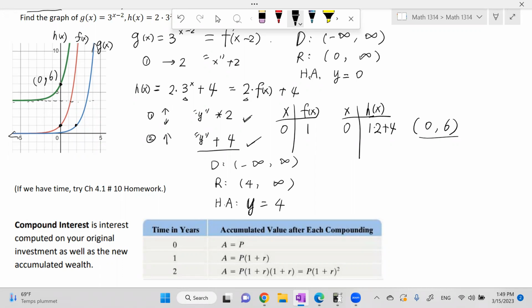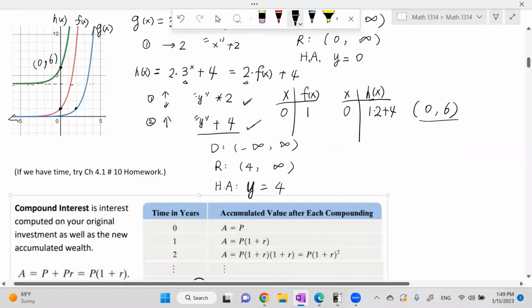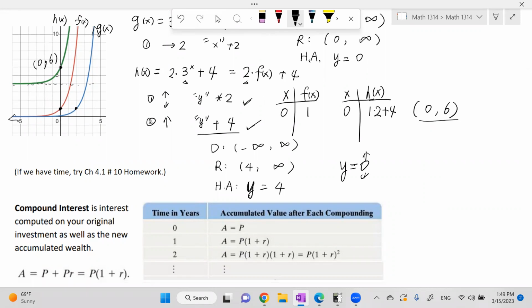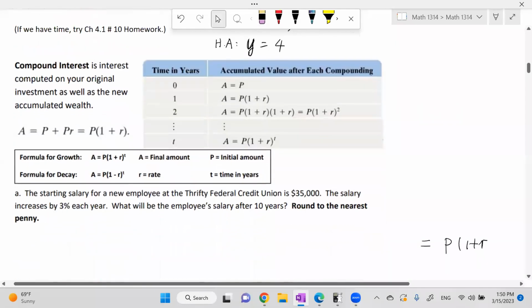That's 4. The stretching didn't change the horizontal asymptote. Why? Because before, the horizontal asymptote is 0, and when you stretch it, you multiply 0 by 2, it's still 0. So the lowest boundary is still 0. Only the vertical shifting, moving up or down, will change the horizontal asymptote. All right. Let's see compound.